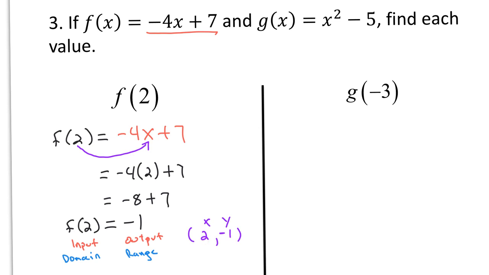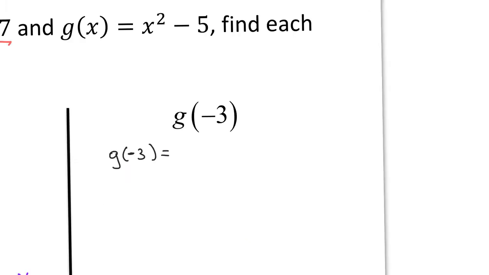So let's try the next one here. The next one is g of -3. So first, I need to know what function I need to use. So I am going to write this down first. I have what I want, g of -3, and I'm going to look for the function of g. Now the function of g is right here. g of x equals x squared minus 5. So I am going to put this function right here, x squared minus 5.